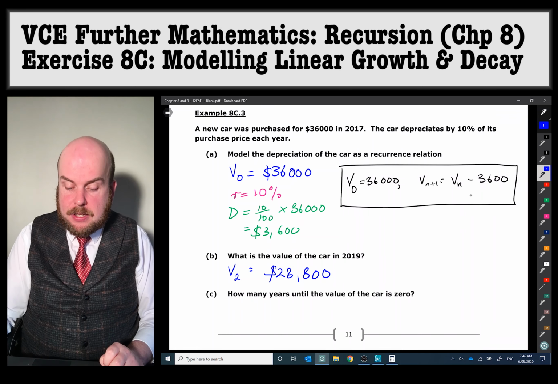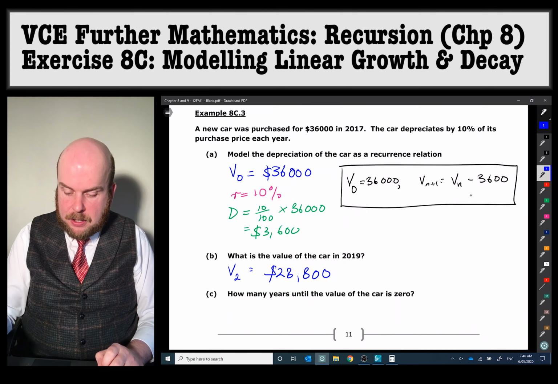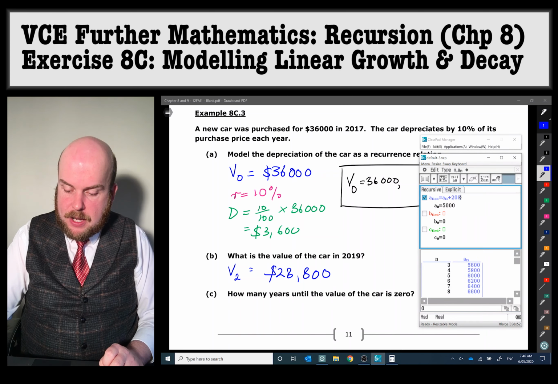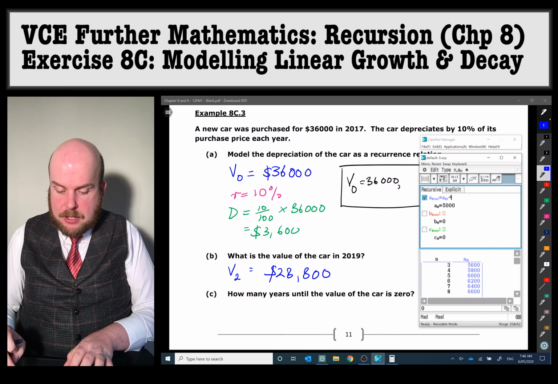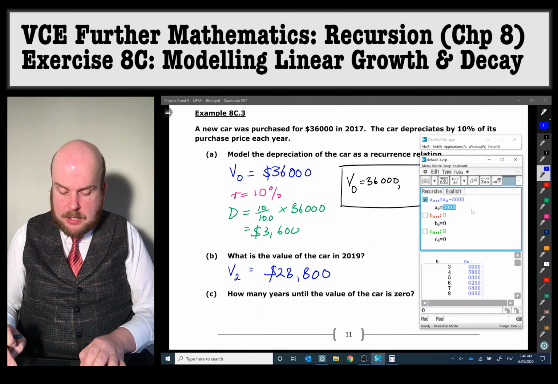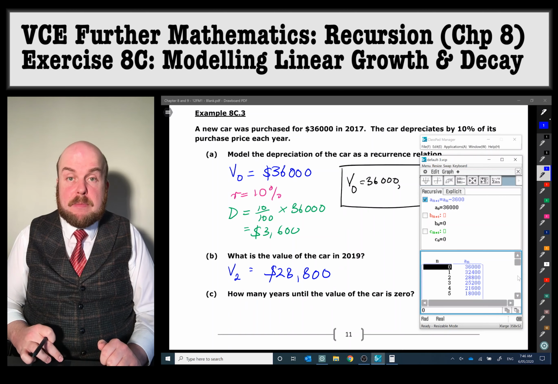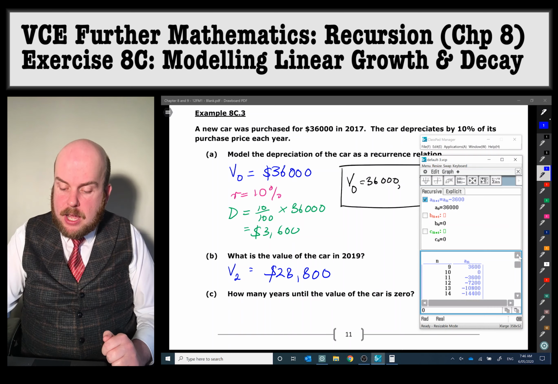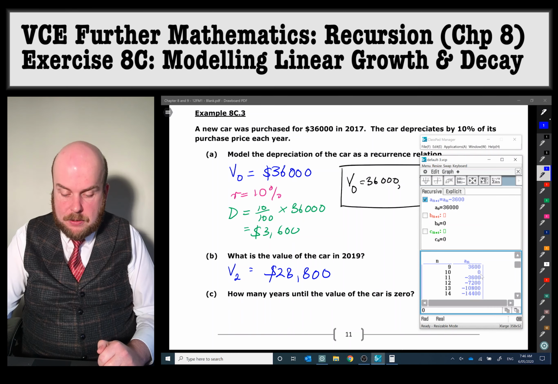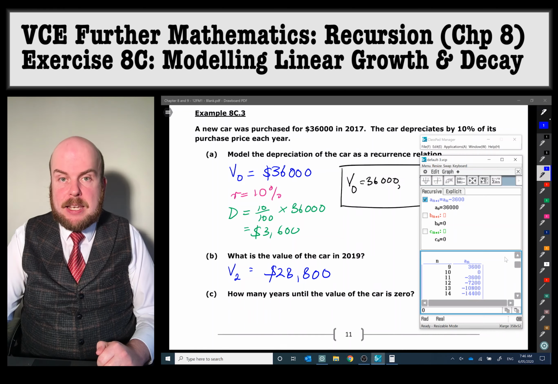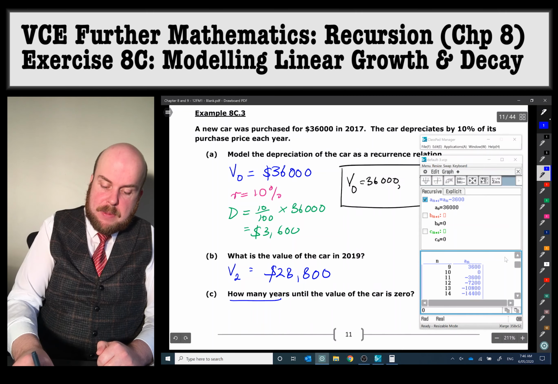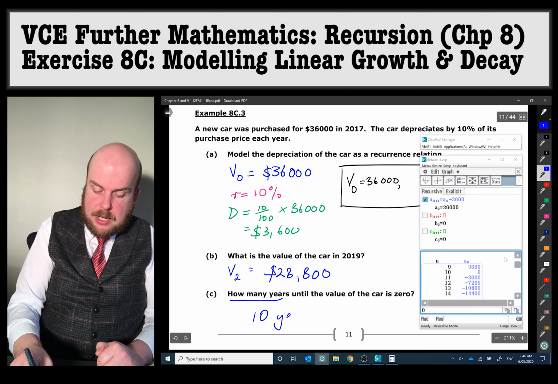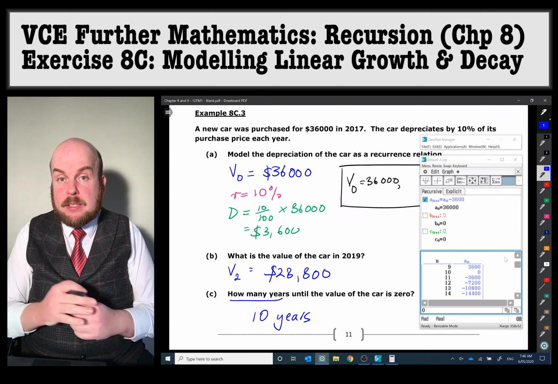How many years until the value of the car is 0? So we can keep subtracting, but you know me, I'd rather work smarter, not harder. And we're just going to keep clicking down until we get to 0. So here we go, V10 is equal to 0. So that means 10 years later. So 10 more years, this is implying.